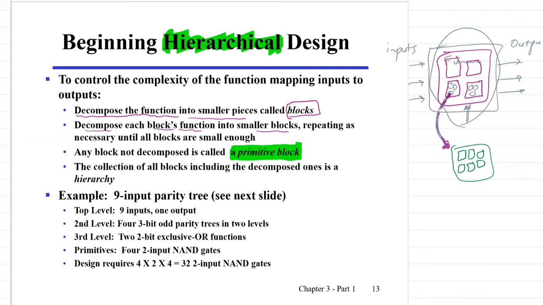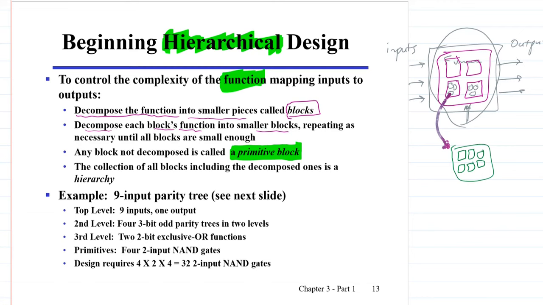Then we will have a collection of all the blocks, including the decomposed ones, and the complete thing will be a hierarchy. So we'll have a hierarchical design. We'll start from the primitive blocks, combine them, and end up with some other blocks, combine them again, and end up with another layer of blocks, and at the end, by combining all of them, we'll have the main function that we were going to implement.